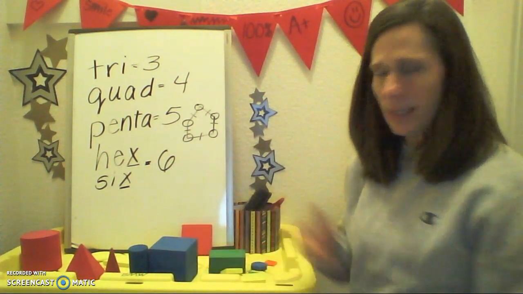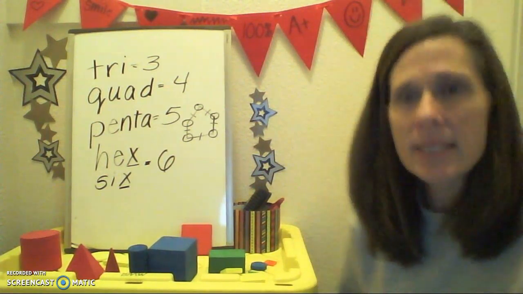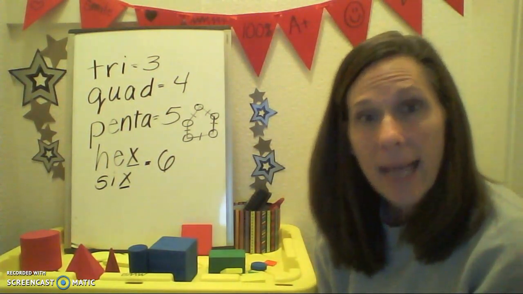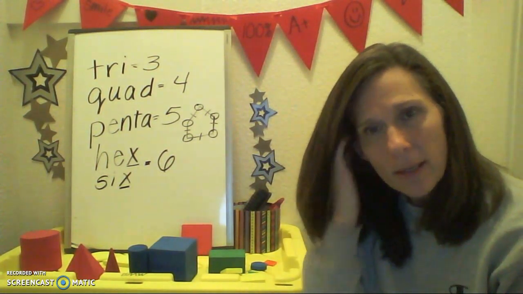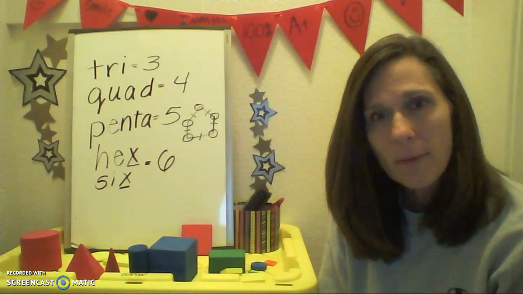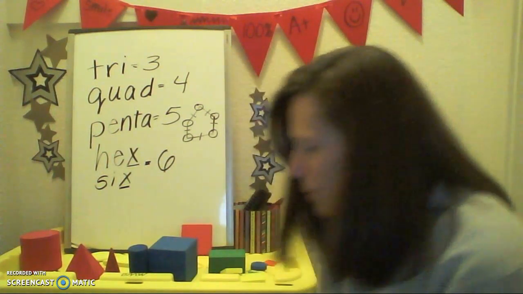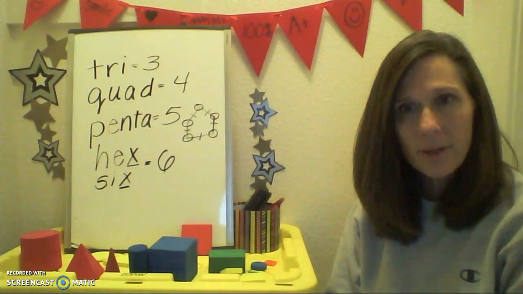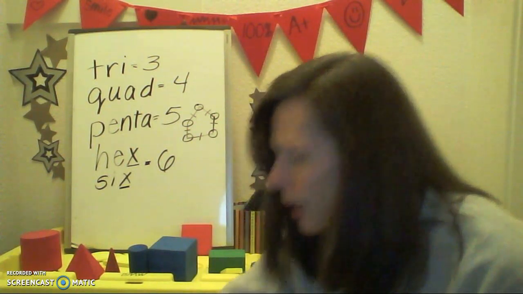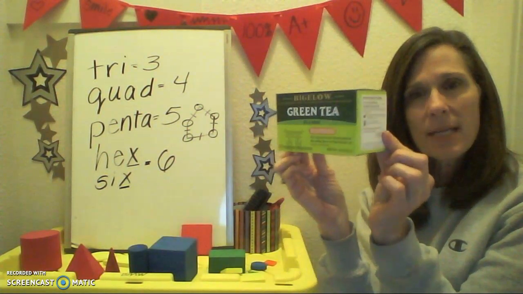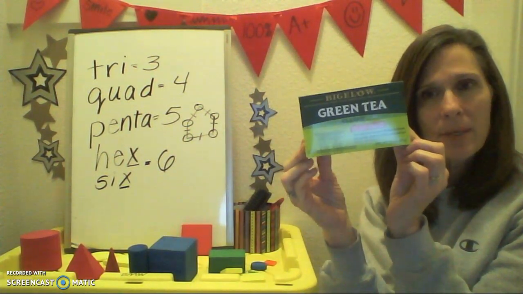Okay, so let's talk a little bit about these kinds of shapes that we see in everyday life and how we can pick up on the two-dimensional shape and how that makes the three-dimensional shape. Okay, so the first one, let's talk about the rectangular prism. So right here, I have a box of tea, and this is a rectangular prism.